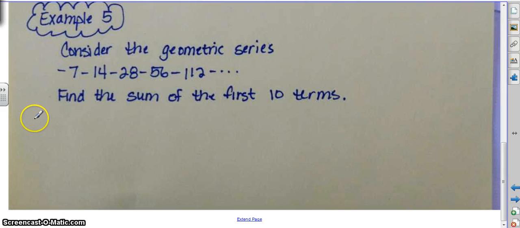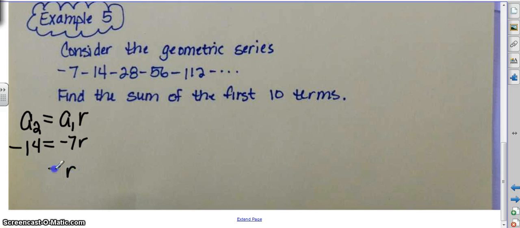Now I'm going to say that you didn't realize that the ratio is 2. If you didn't notice that, what you would know is that a sub 2 is equal to a sub 1 times a ratio. So -14 is equal to -7 times a ratio. And if I divide both sides by -7, I get r is equal to -2. Now, to find my sum, I'm going to use this formula again. The sum of the first n terms is a sub 1 times 1 minus r to the n over 1 minus r.